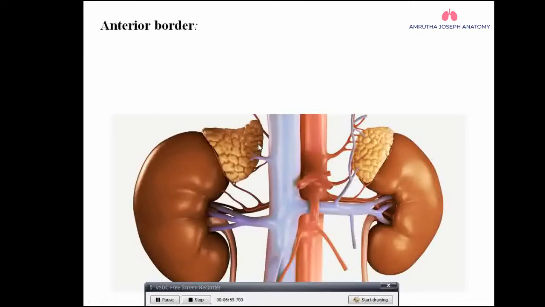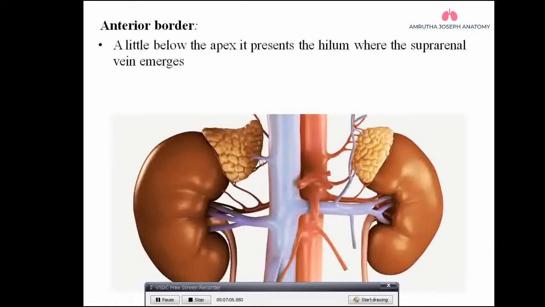It's a magnified picture where the anterior border can be seen very clearly, where a vein is emerging from here, that is the suprarenal vein. You can also see some arteries entering here. The area where structures enter and leave an organ is called the hilum. This is the hilum. The hilum of the right suprarenal gland is seen on the anterior border just below the apex.